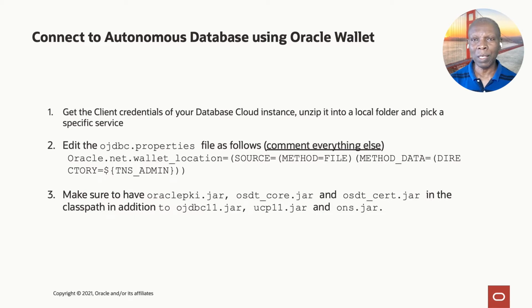Remember, I mentioned this set of pre-established dependencies. So if you get that, you will get all those jar files. And make sure those jar files are in your class path, in addition to OJDBC 11 and UCP 11 and ONS.jar.